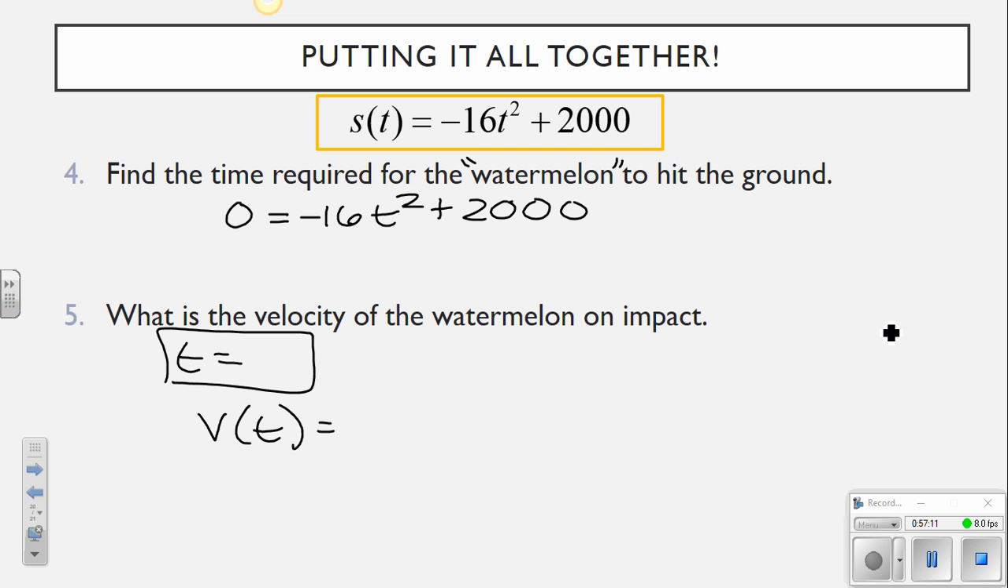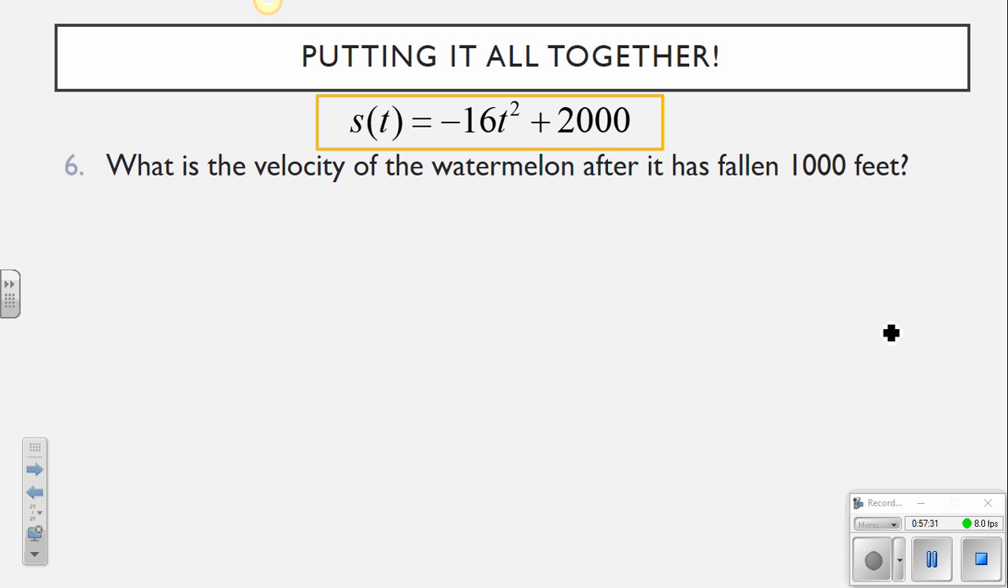And then I want you guys to look at number 6. What is the velocity when the watermelon has fallen 1,000 feet? If it's fallen 1,000 feet, how far has it moved? 1,000 feet, right? So what are you going to put that in for? S of t. So this one would be 1,000 is equal to negative 16 t squared plus 2,000. You guys see that? When it falls that far, that's what you're going to do.